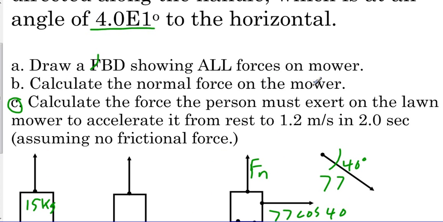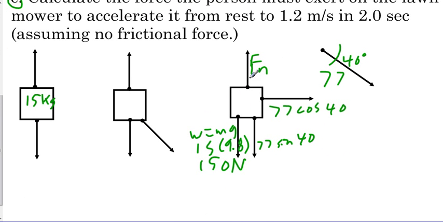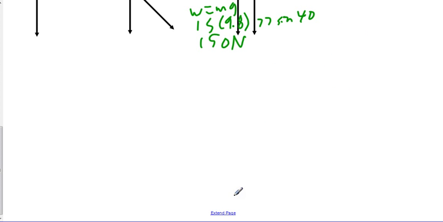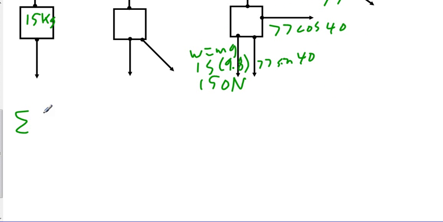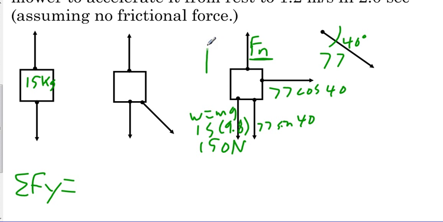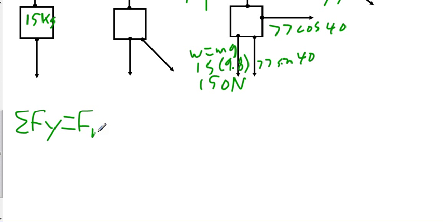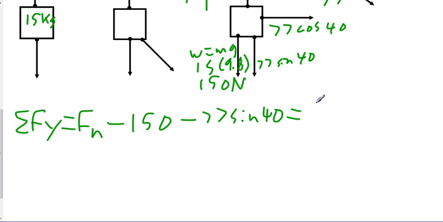So, calculate the normal force on the mower. We're looking for the normal force on the mower, and in this case that means we're looking for Fn. If we're looking for our Fn, we can use our summation equation to find that. And so we use the sum of the forces in the y, and we'll go ahead and set our up direction as positive. So we have our Fn minus 150 newtons minus 77 sine 40, and that should be equal to 0.